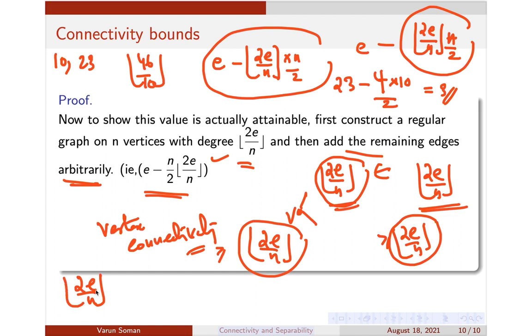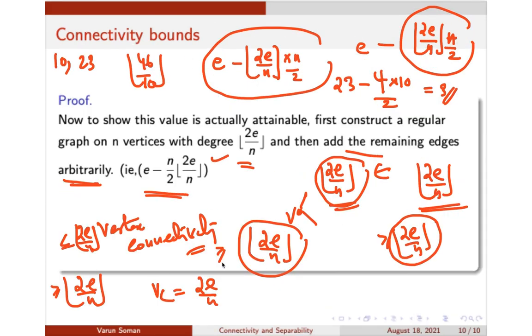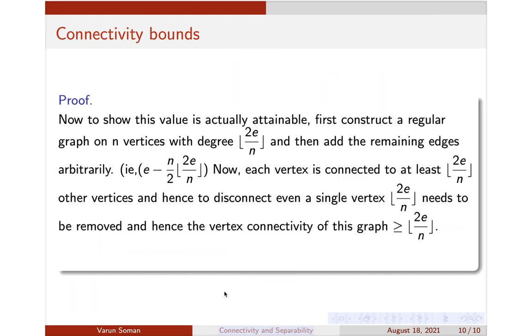Each vertex would have at least this many connections with other vertices. Only if you remove these many connections, that means only if you remove those many vertices, even a single vertex will be disconnected. I hope it is clear. That means the vertex connectivity is always greater than or equal to this quantity. But previously we have proved that the vertex connectivity is less than or equal to 2e by n. So the vertex connectivity of this graph is exactly the greatest integer less than or equal to 2e by n. I hope it is clear.